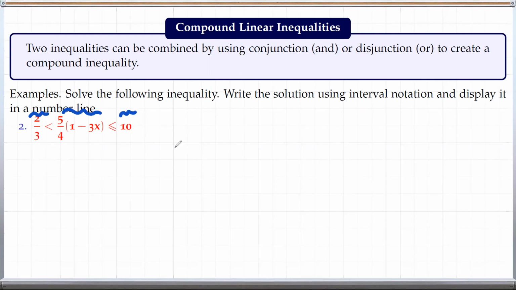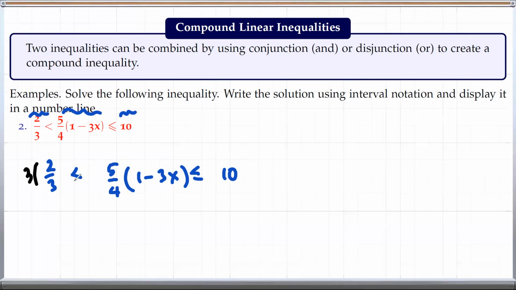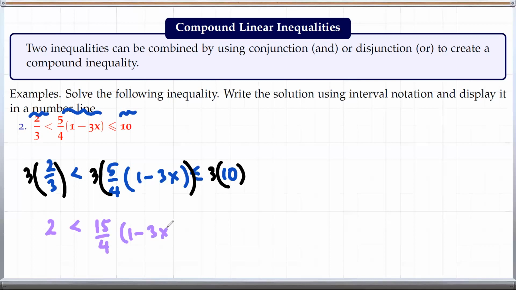Let me copy this whole inequality down here so that we have more space to work. The first step, we can multiply each part of this inequality by 3. So 3 times 2/3 is simply 2, less than 3 times 5/4 is 15/4 times (1 minus 3x), less than or equal to 3 times 10 is 30.